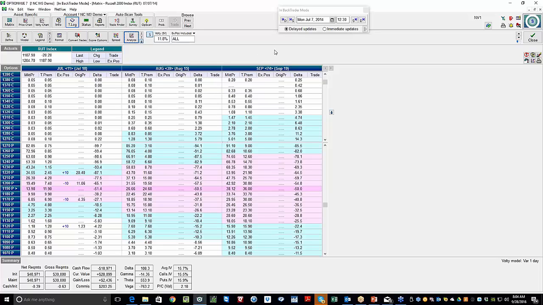Now, normally, the recommendation that we have for people, especially when they're first starting off, is that they only trade until, for example, if this is Monday, the only trading days left would be 4 more days to Friday. So, Friday, July 11th would be the last trading day.